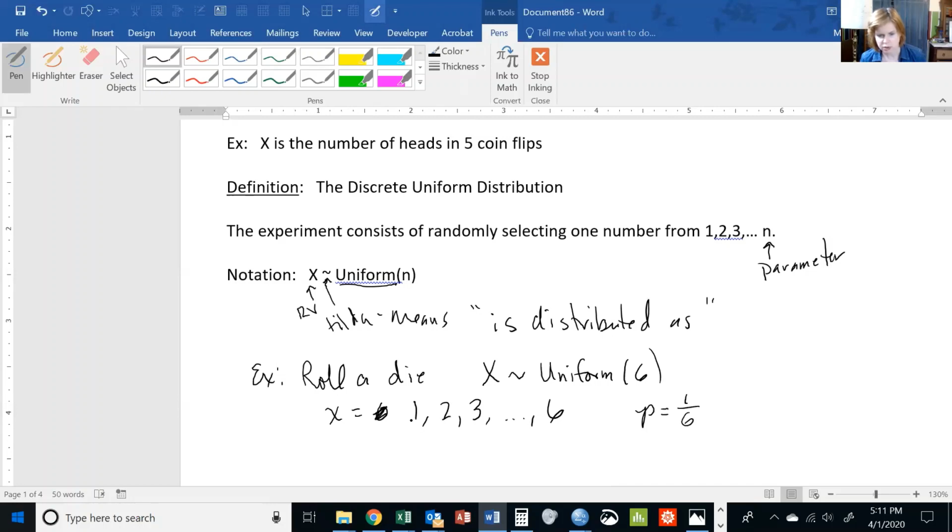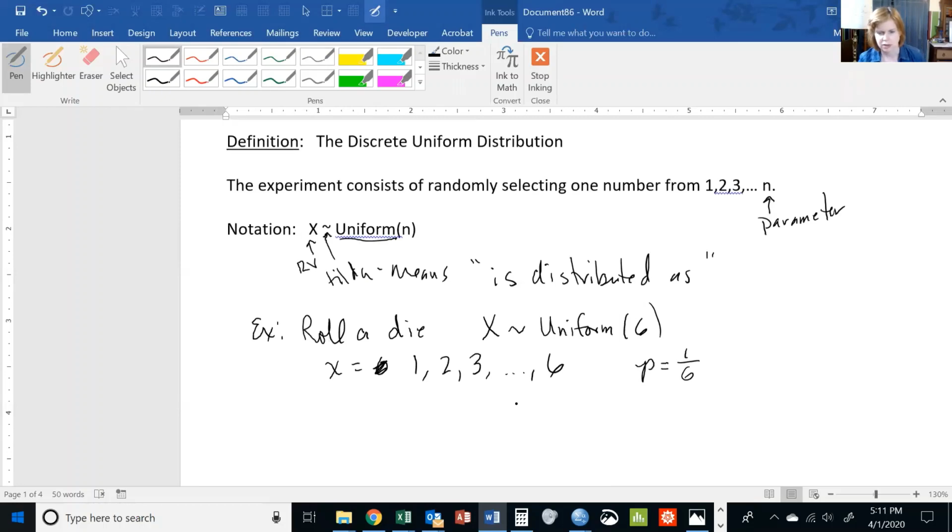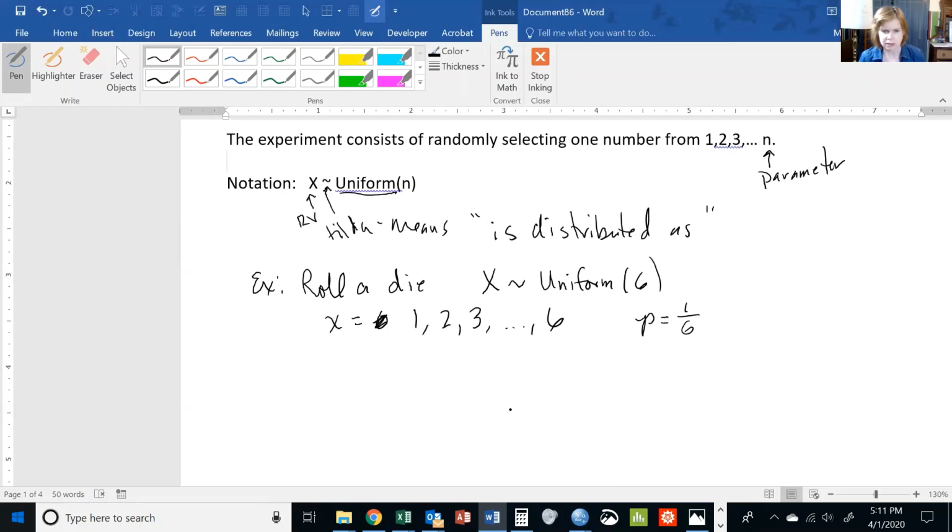So the probability of a 1 is 1/6, probability of a 2 is 1/6. We learned this earlier when we were learning about distributions for equally likely outcomes. Each one of these 1, 2, 3, 4, 5, 6 is equally likely. So that means the probability is 1 over the number of possible outcomes.